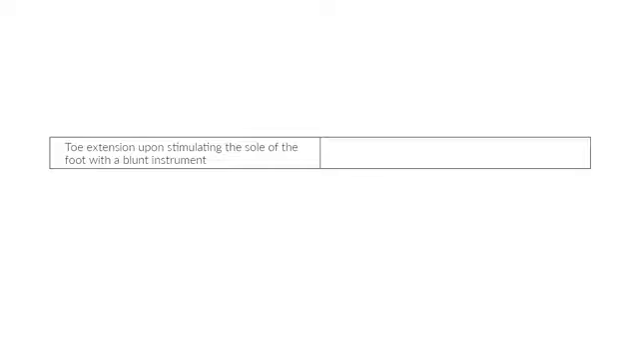And then we have a rapid fire fact: toe extension upon stimulating the sole of the foot with a blunt instrument. That's going to be the positive Babinski reflex, or a positive Babinski sign. Often, to avoid confusion about what's positive and what's negative depending on the age of the patient, sometimes we'll just say that Babinski is downgoing, which would be normal for an adult, or we'd say Babinski is upgoing, which is abnormal for the adult. And you would need to say which side, like Babinski is upgoing on the left.